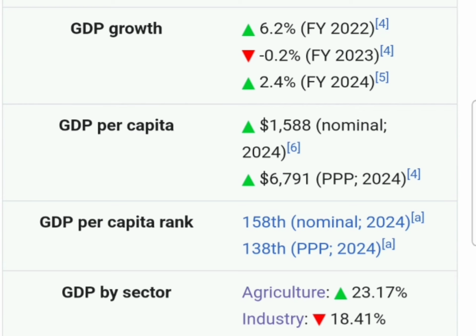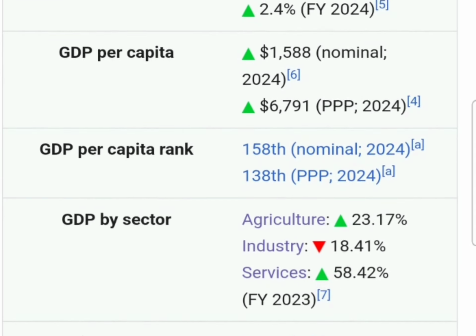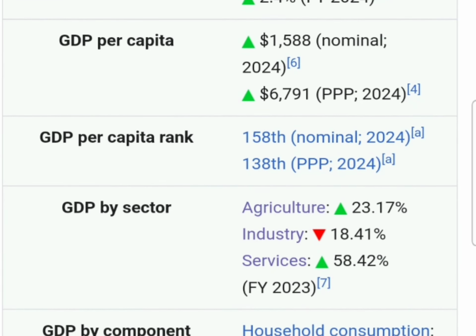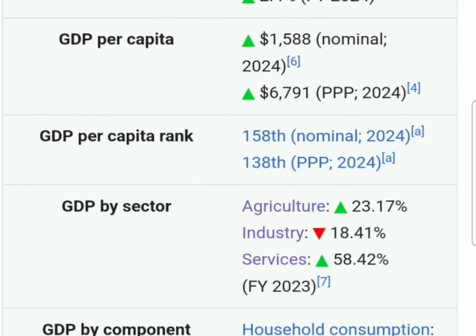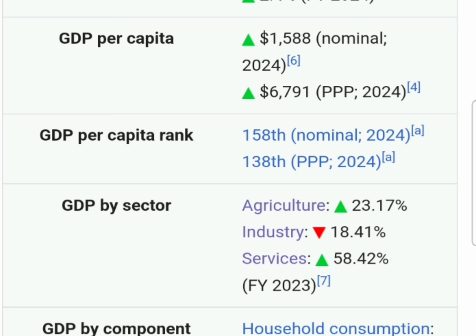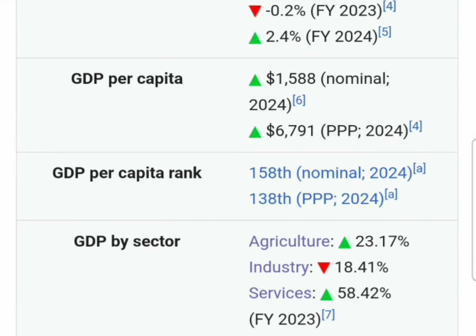GDP per capita: nominal GDP per capita of Pakistan is $1,588 per head, while the PPP GDP per capita is $6,791 per head. GDP per capita rank: in the world we are 158th in nominal terms, while in purchasing power parity our rank is 138th. In terms of GDP per capita, Pakistan is in a very poor position.